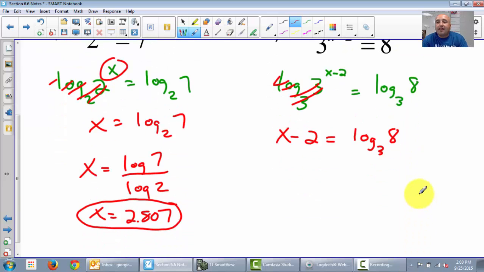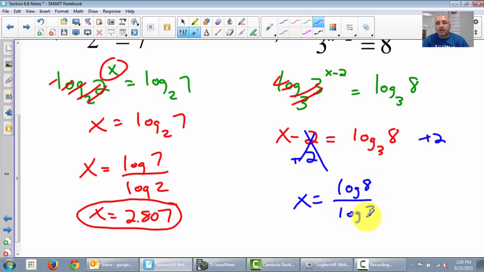And then last but not least, how do I get rid of the minus 2? I'm going to add 2 to both sides. The 2's go away, so I'm left with x is equal to log base 3 of 8, and we just learned that I can do change of base. So that's log of 8 divided by log of the base, and at the end of that I'm going to add 2 to it, and that should be my answer.